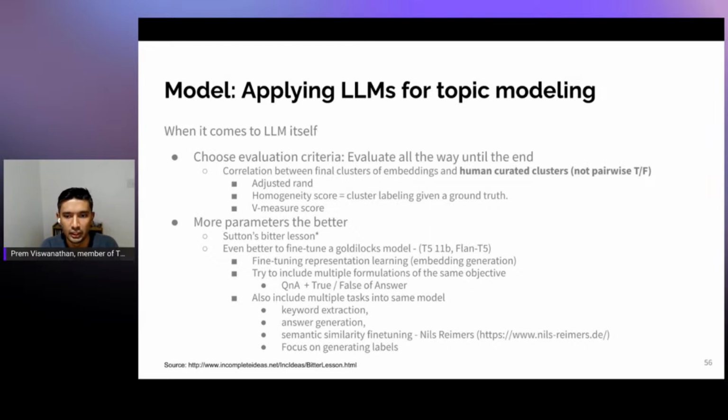And anything you do in this experimentation will have to be underpinned by evaluation metrics. One common evaluation metric people use is the semantic similarity level. You get the embeddings and you try to say, okay, are the embeddings similar, yes or no? But from my experience, you get better results when you go all the way to the end and compare the resulting clusters with human curated clusters, and then see how the entire topic modeling pipeline worked.